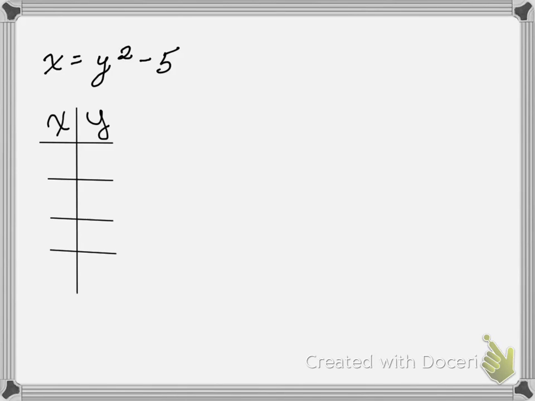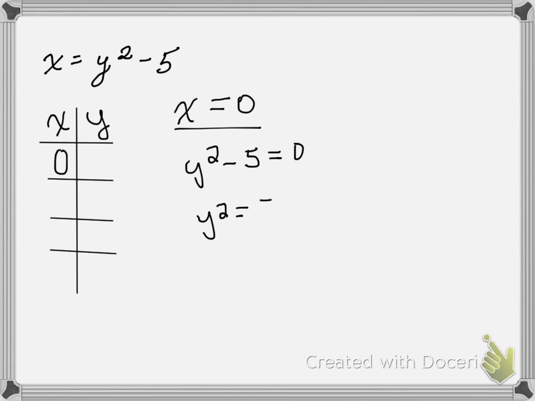So let's take a look here. When X is 0, okay, now in this case, I can't just go here and cross out the X and go, what do I have for y? I have to do a little bit of solving. So let's go, x is equal to 0. So I've got y squared minus 5 is equal to 0. Y squared is equal to 5. Y is equal to plus or minus the square root of 5.